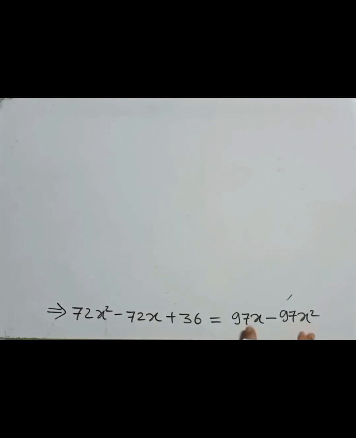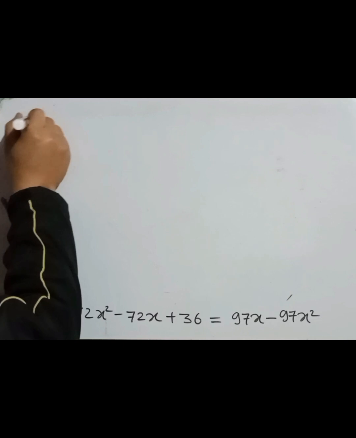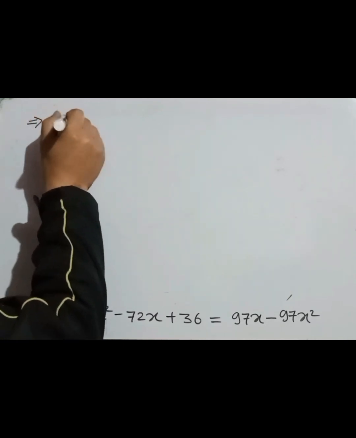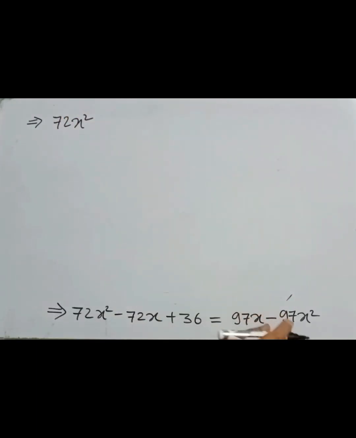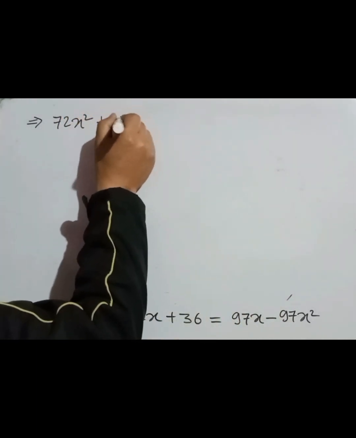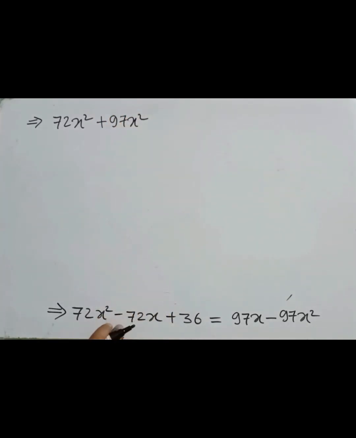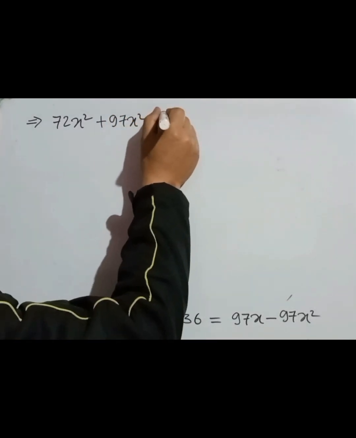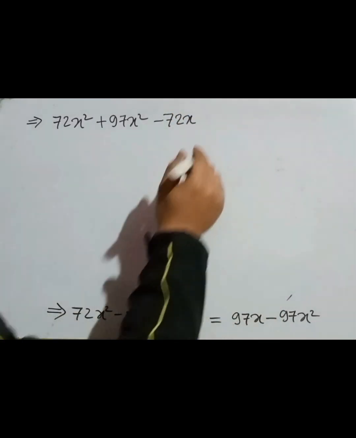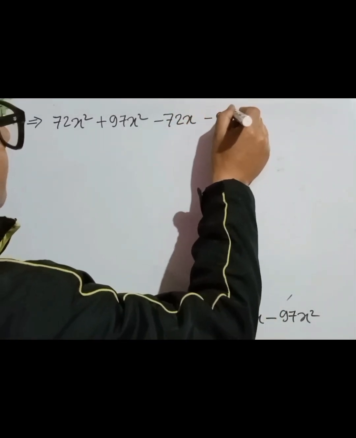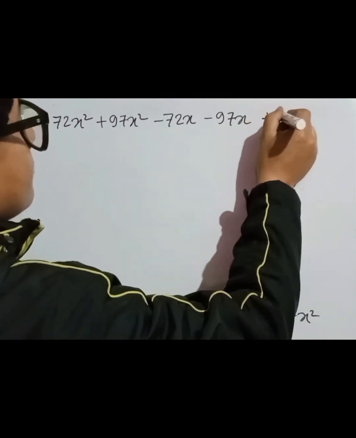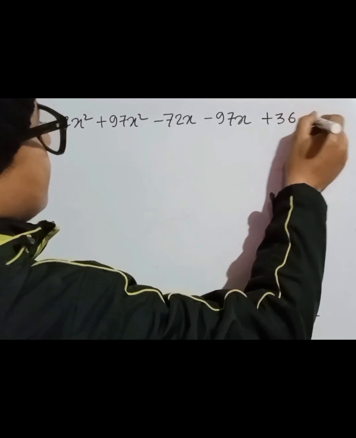Now in the next line we can bring both the terms from the right hand side to the left hand side, and in the next line it becomes 72x square. This comes to the left hand side as plus 97x square, minus 72x is there, minus 72x. When we bring this to the left hand side it becomes minus 97x, plus 36 is there. We have to write plus 36 also, and in the right hand side there is only 0.